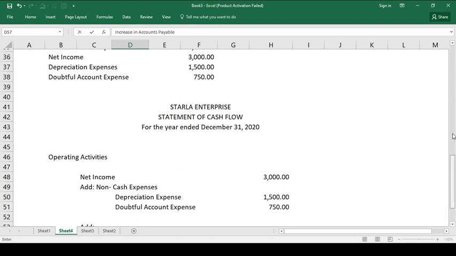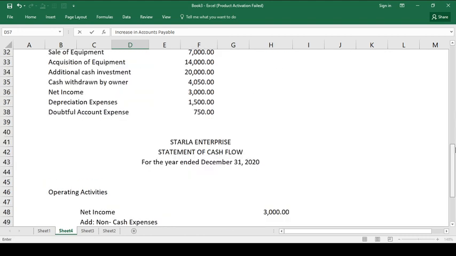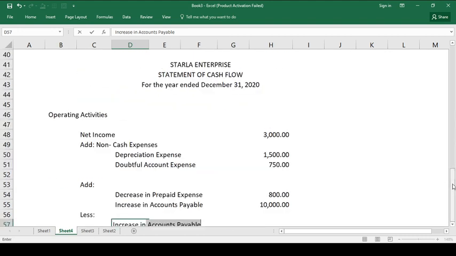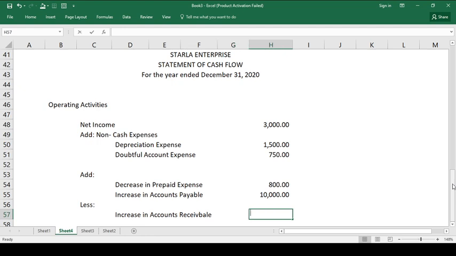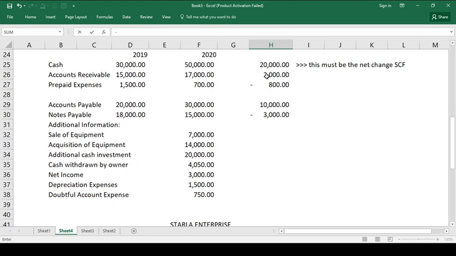Tignan po natin. Hindi po natin isasama yung increase in cash kasi ito po yung hinahanap natin na net change from the illustration or presentation of the statement of cash flow. Dahil ito po yung pangtugma natin. So the accounts receivable increases by 2,000. So increase in accounts receivable, which is amounting to, dapat ibawas po yan. So lagyan ko po siya ng negative sign kasi ibabawas ko yan.